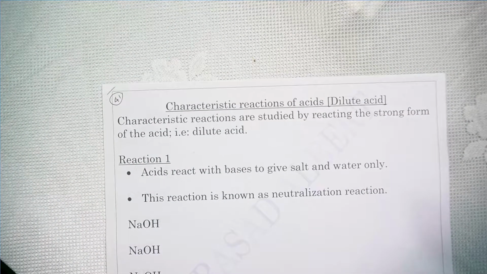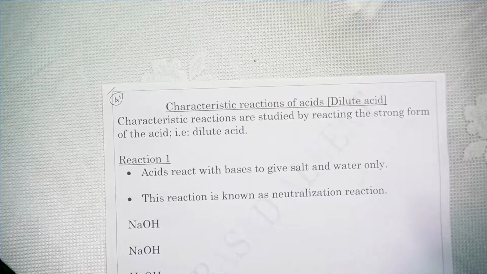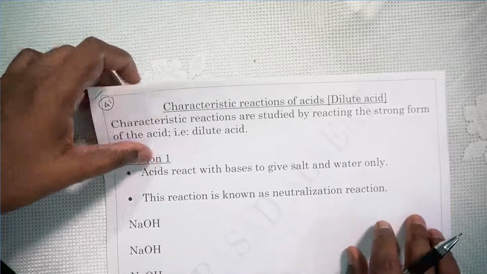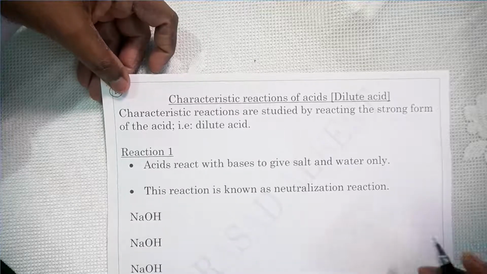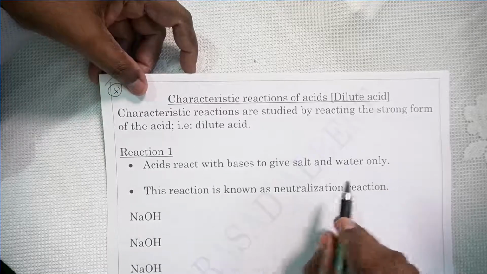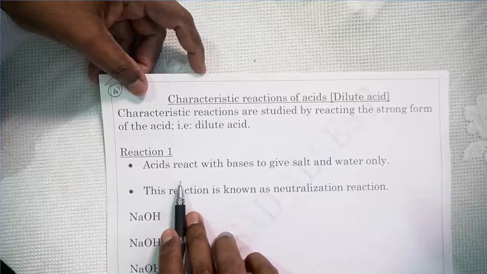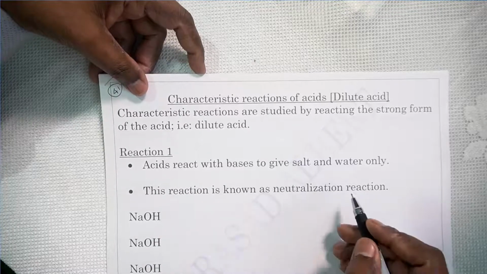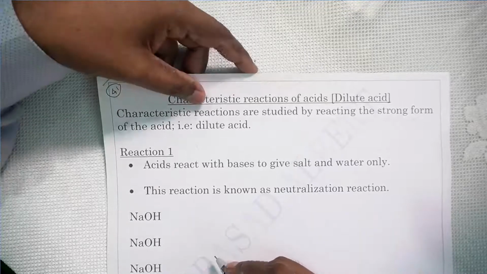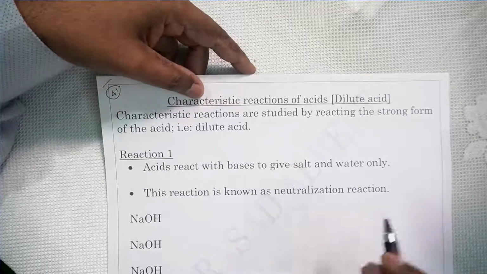Now when we study characteristic reactions, we always study from the strongest form of the acid, which we have already discussed in previous videos. The strongest form of the acid is the dilute acid. So we will be taking dilute acids for this study of characteristic reactions. You must learn these reactions as what is reacting and what product comes. You must learn the statement, not the equations, and then derive the equations on your own.